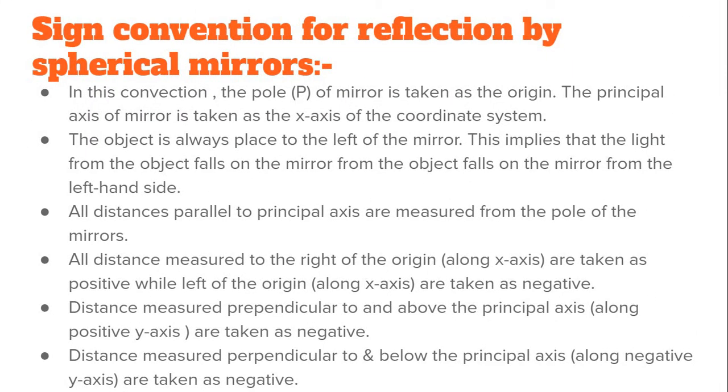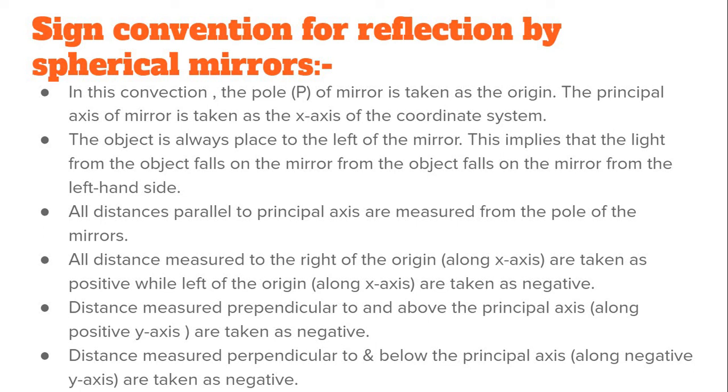Sign convention for reflection by spherical mirrors. In this convention, the pole of the mirror is taken as the origin and the principal axis of the mirror is taken as the x-axis of the coordinate system. The object is always placed to the left of the mirror. This implies that the light from the object falls on the mirror from the left hand side. All distances parallel to the principal axis are measured from the pole of the mirror.